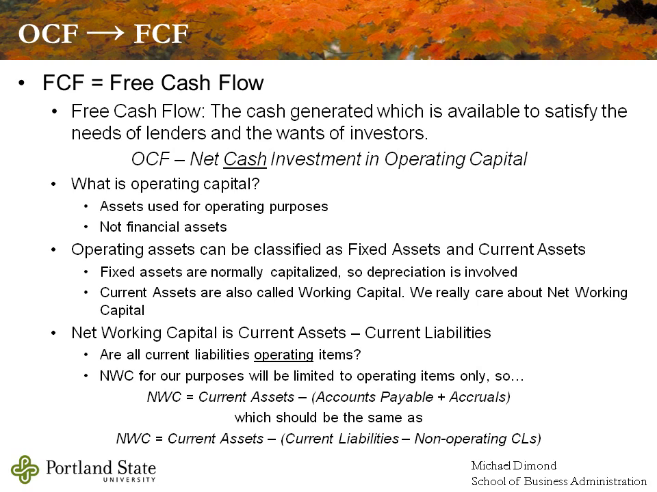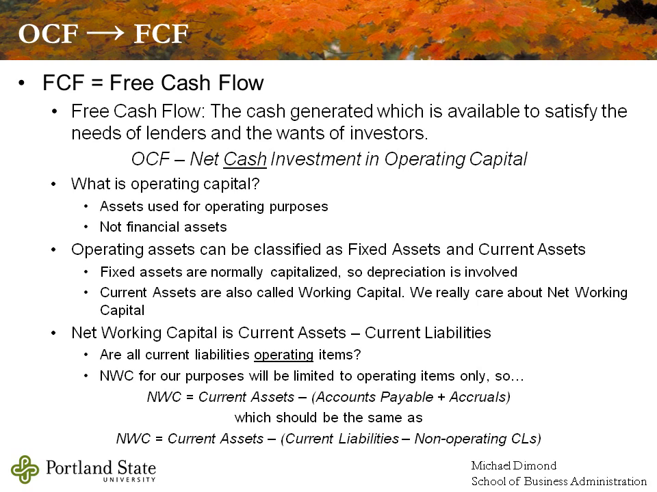Operating assets get classified into two categories. We classify them as either current assets or fixed assets. Fixed assets are normally capitalized, so depreciation is involved in these. Current assets are also called working capital. And what we care about in this case is our net working capital. It would be our current assets minus our current liabilities.